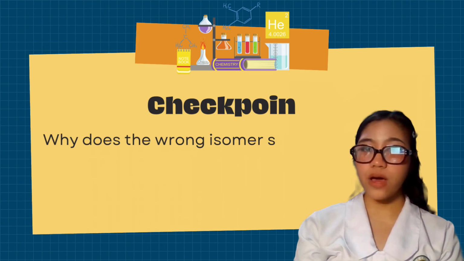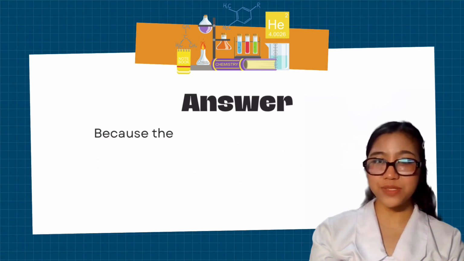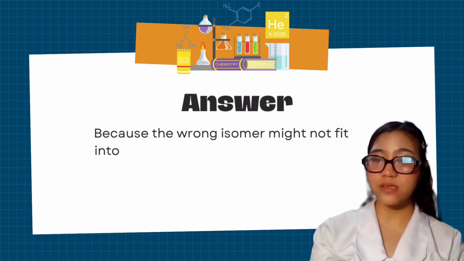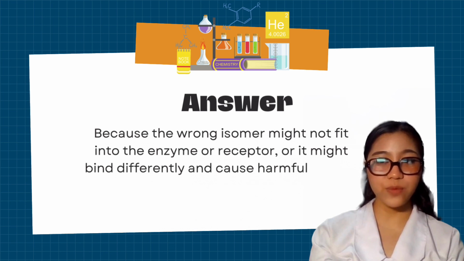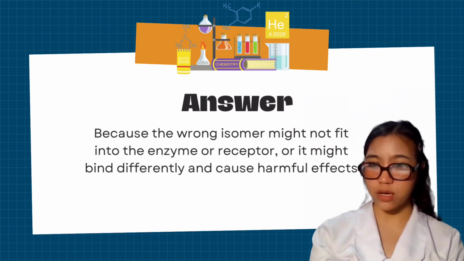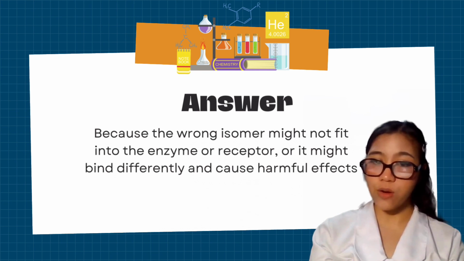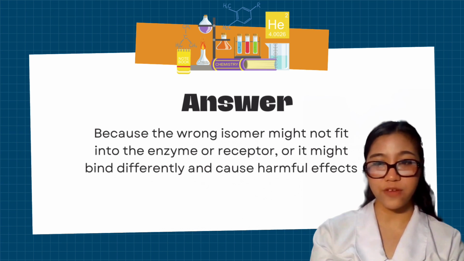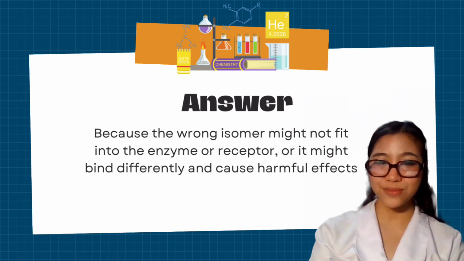Why does the wrong isomer sometimes cause side effects? The wrong isomer sometimes causes side effects because the body's receptors and enzymes are chiral and interact differently with each enantiomer of a drug. While one isomer may produce the desired therapeutic effect, the other may not fit properly or may interact with different targets, leading to unwanted or harmful effects. This is why controlling enantiomeric purity is crucial in pharmaceuticals.